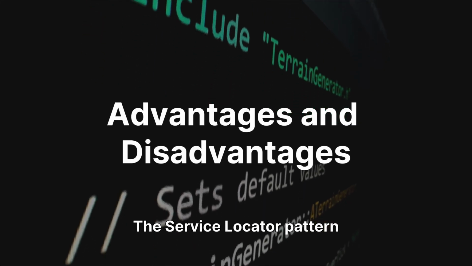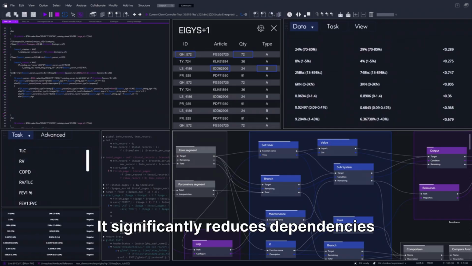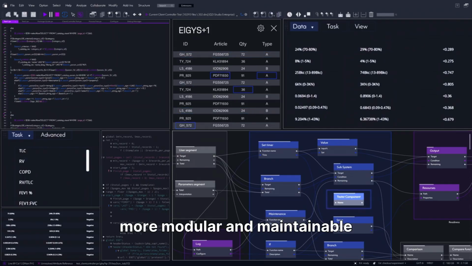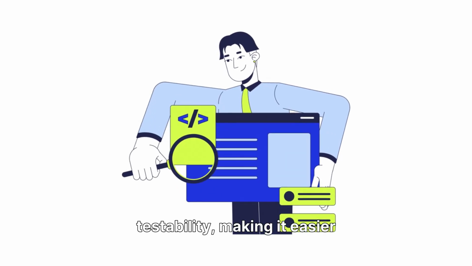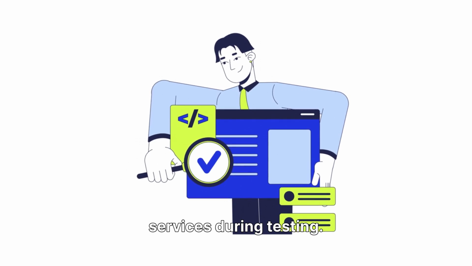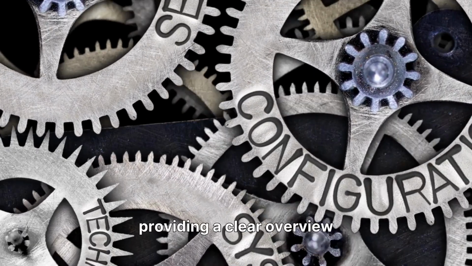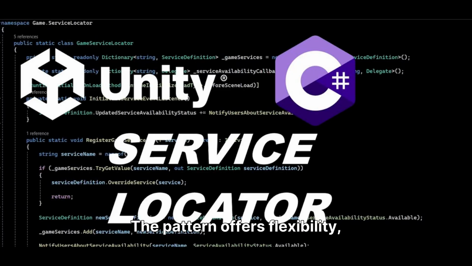The Service Locator pattern offers several key advantages for Unity developers. It significantly reduces dependencies between classes, leading to more modular and maintainable code. This decoupling also enhances testability, making it easier to mock or substitute services during testing. Services are managed centrally, providing a clear overview of available services and their configurations. The pattern offers flexibility, allowing new services to be added or existing ones modified without impacting dependent game objects.